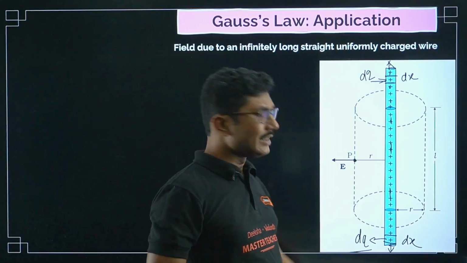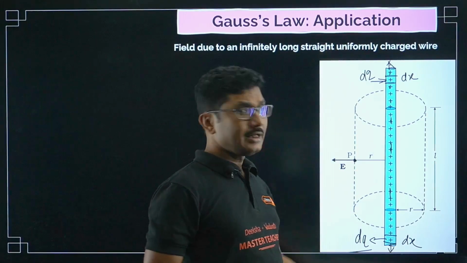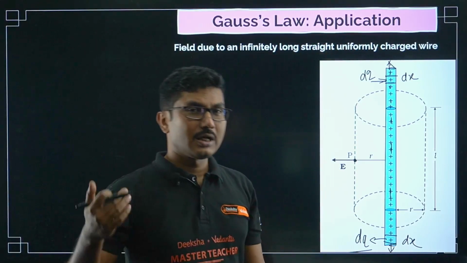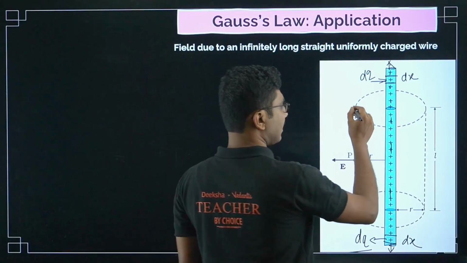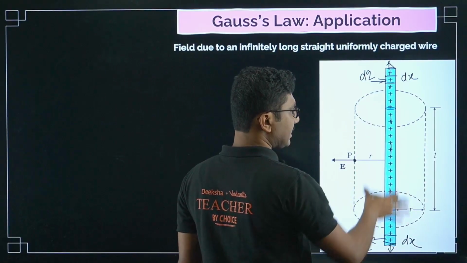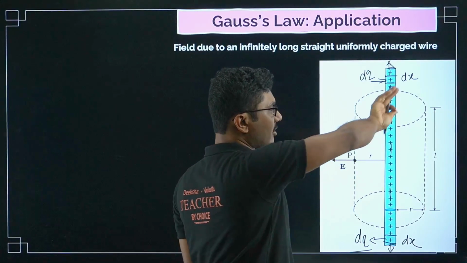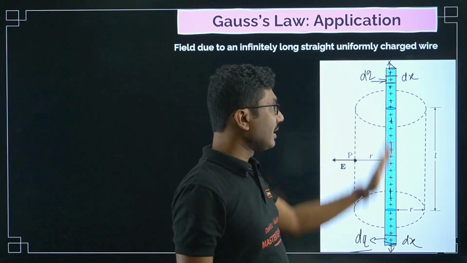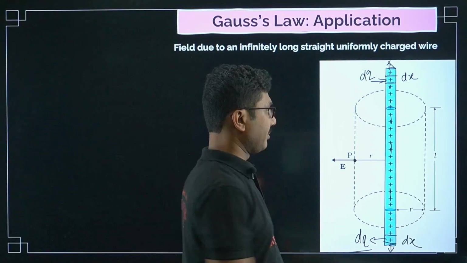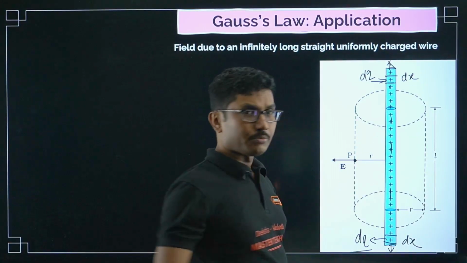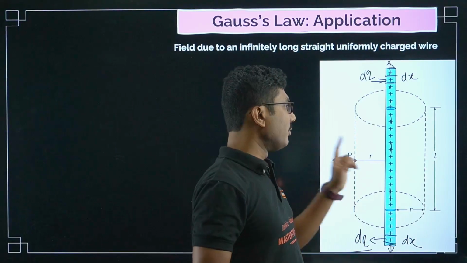In case of a line, the most symmetric object is a cylinder. If you consider this, across the surface of the cylinder, the wire is symmetric. May not be on the top and bottom portion, but along the curved surface the wire is symmetric.